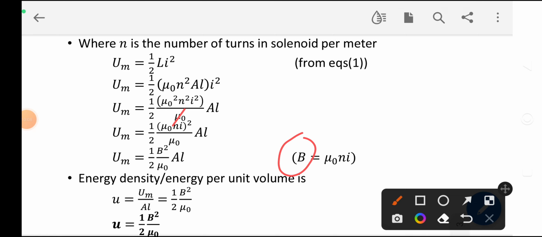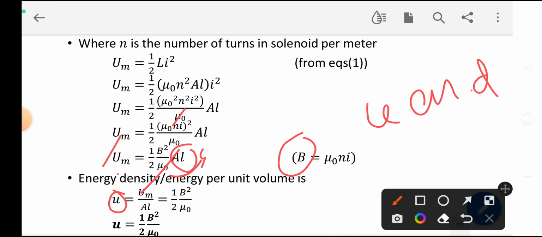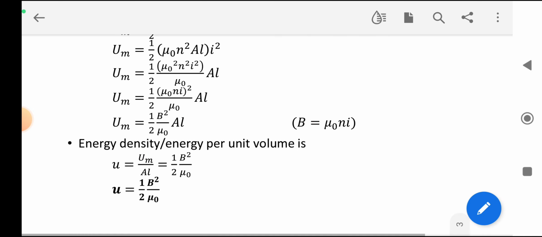So we know this value is B. We have derived it many times by using the Biot-Savart law and Ampere's law also for the solenoid. So it is B square. So what did we get finally? 1 by 2 B square by mu naught into A l, where A l is the volume. Energy density means if you bring this A l to this side, then this is U_M by A l. It is denoted by u. u is called energy density. So energy density is simply 1 by 2 B square by mu naught.